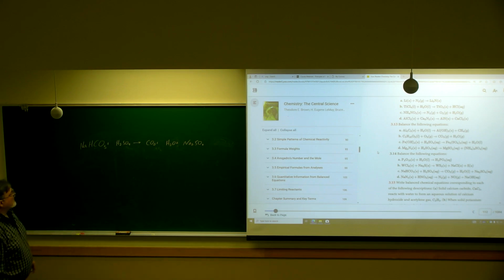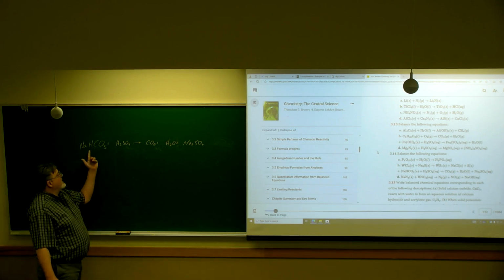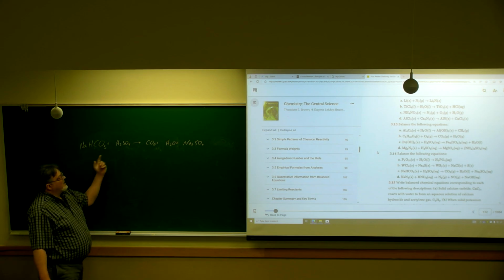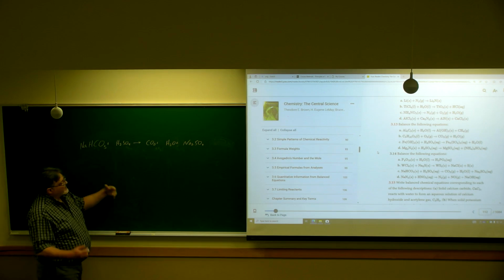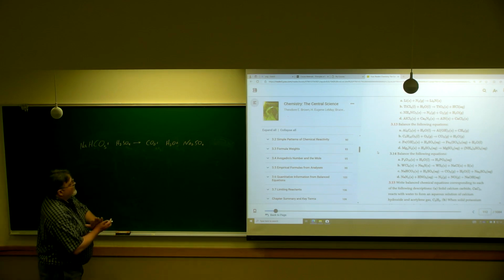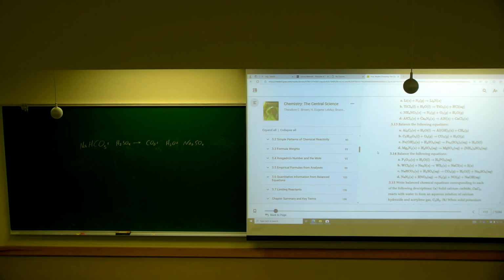Usually what makes this hard is when there's an atom, like I've got hydrogen here and hydrogen here. It's in two different places. That's usually what makes these hard. So generally you want to try to avoid doing those first.